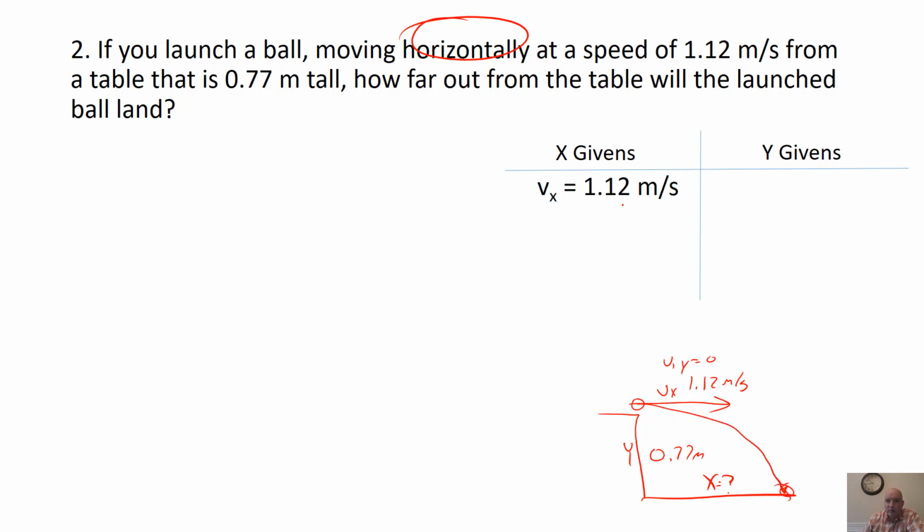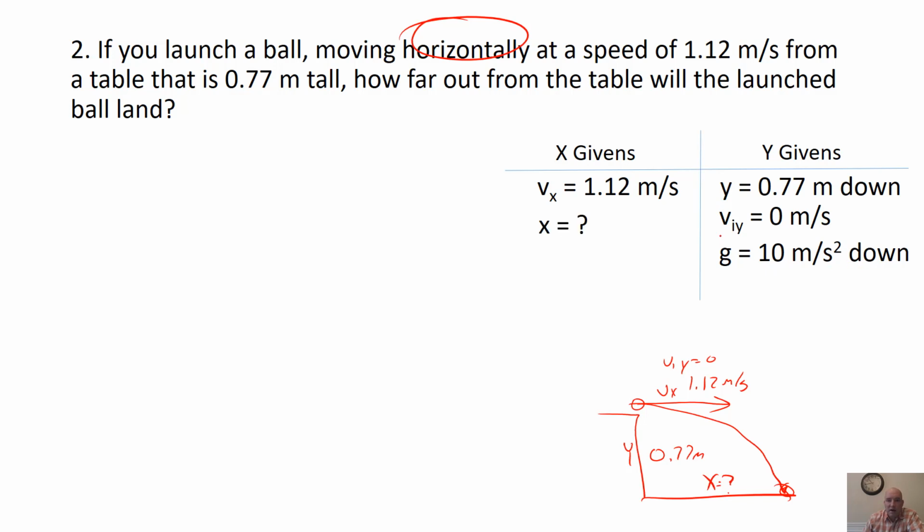You have a Vx of 1.12 meters per second. We have a distance down, a Y of 0.77 meters. We are starting horizontally, so Viy is 0. We're accelerating due to gravity, so g is 10 meters per second squared down. And then it asks you for how far, so we're asked for X. And then we're trying to find time.